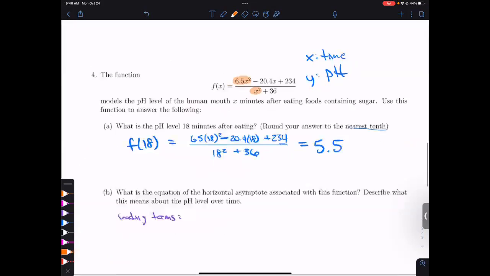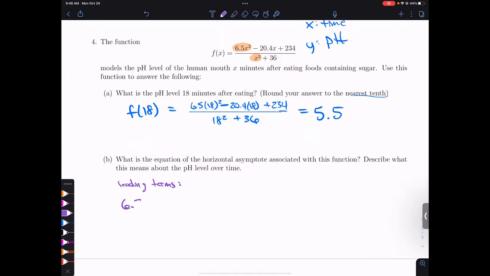Okay, so I separate those out. 6.5 x squared over x squared. What does that do? The x squareds cancel, and you just get 6.5. What does that mean about the equation of the horizontal asymptote that goes with this function? Not 1, but 6.5.